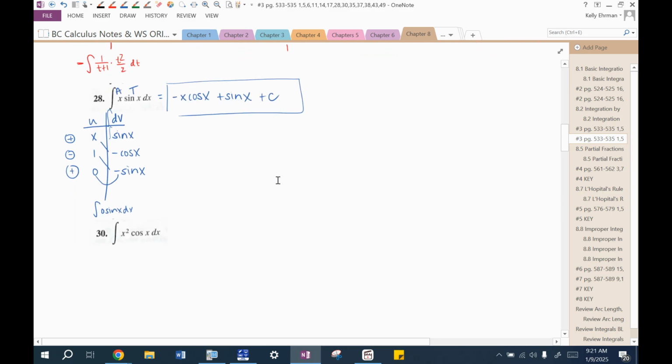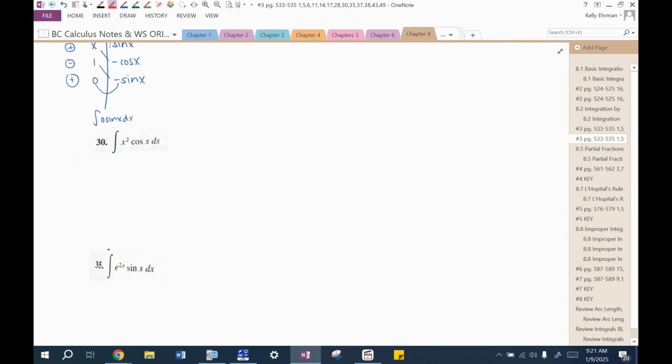All right. Number 30. Same idea. We have an algebraic and a trig. So the algebraic, u is x squared, and dv is cosine x. The derivative of x squared is 2x. The derivative of 2x is 2. The derivative of 2 is 0.